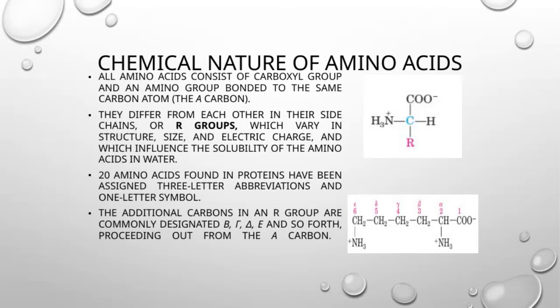Let's take a closer look at the chemical nature of amino acids. All amino acids share a common structure. They have a carboxyl group and an amino group both bonded to the same carbon atom, which we call the alpha carbon. What makes each amino acid unique are their side chains, also known as R groups.